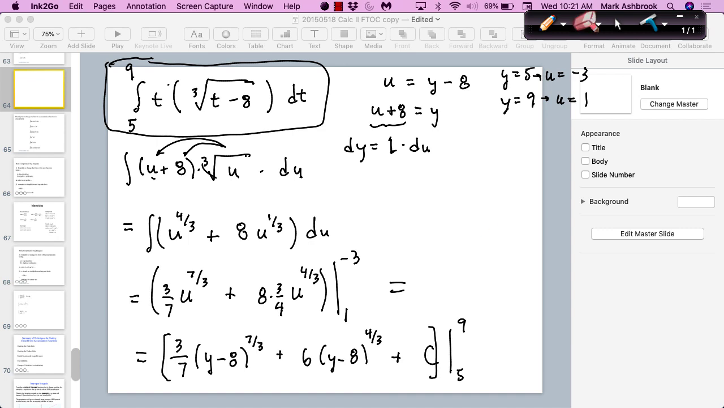Yeah, extra credit. Right? So because y equals 5, my u is -3. And y equals 9, that's my u equals 1. All right, thank you. Good job. Any questions? Yeah. So if y equals u plus 8, what's the derivative of u plus 8? This is the 1 from the u. Okay, yeah. Other questions?